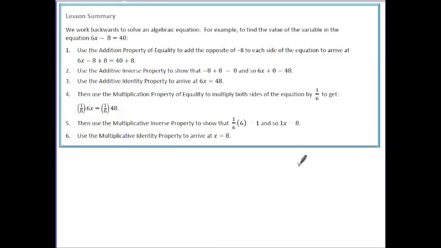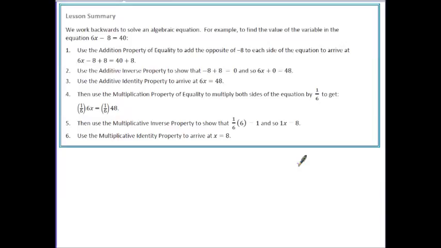In this lesson, you have learned that we work backwards to solve an algebraic equation. For example, to find the value of the variable in the equation 6x minus 8 equals 40, we're going to use the addition property of equality to add the opposite of negative 8 to each side of the equation to arrive at 6x minus 8 plus 8 equals 40 plus 8. Then we use the additive inverse property to show that negative 8 plus 8 equals 0, so 6x plus 0 equals 48. Next, we use the additive identity property to arrive at 6x equals 48.